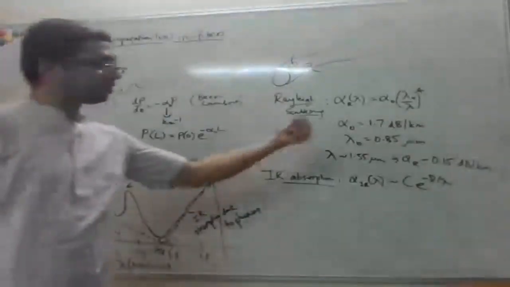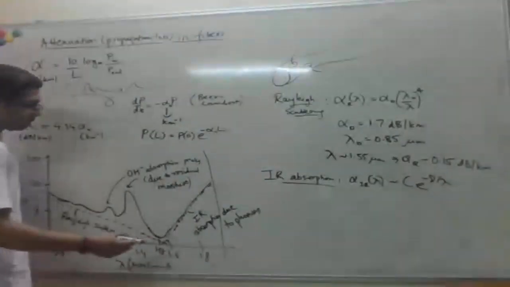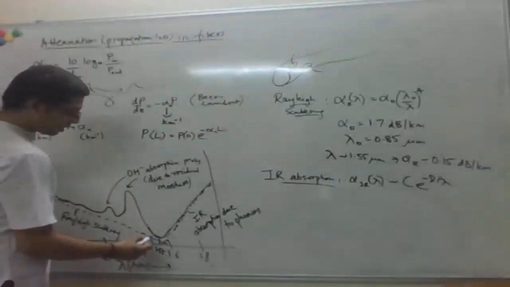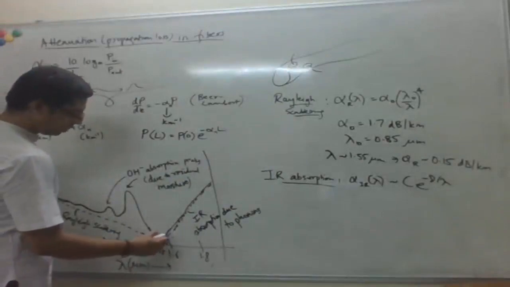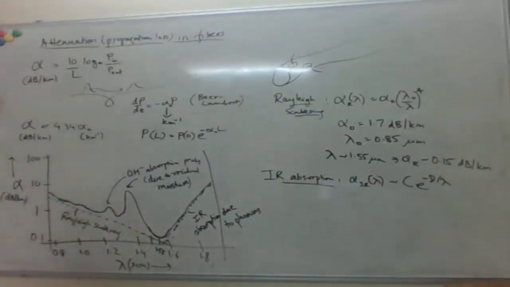right? Which is why 1.55 micron is sort of the most popular wavelength which is used. And typically the range of wavelengths between, let's say, 1.5 to 1.6 micron, that's where the loss is minimum. Those wavelengths are used heavily in optical communication because you can send signals over longer distances.